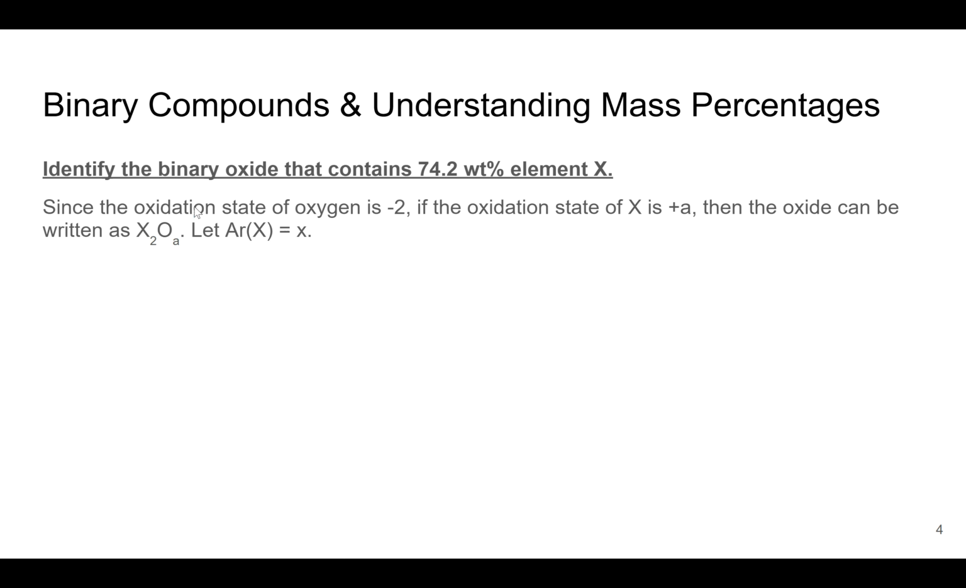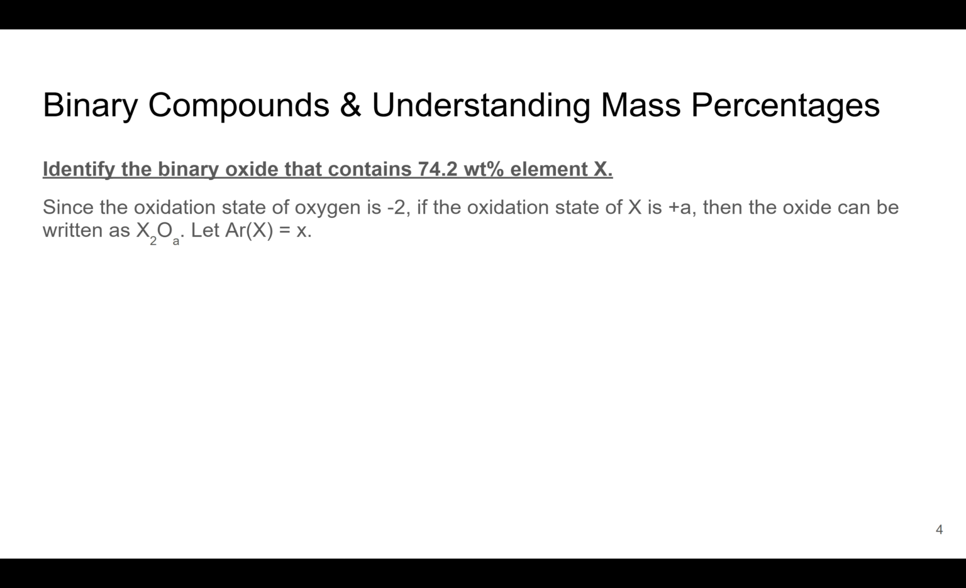So since the oxidation state of oxygen is -2, if the oxidation state of element X in this binary oxide is +A, then the oxide can be written as X2OA. Why is this the case? Well, because the compound must be overall neutral or have no overall charge.